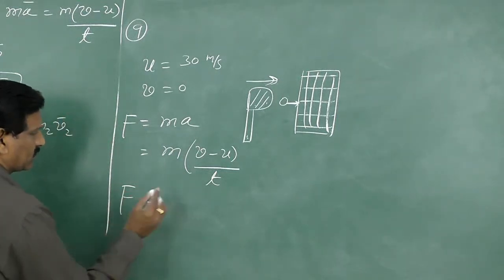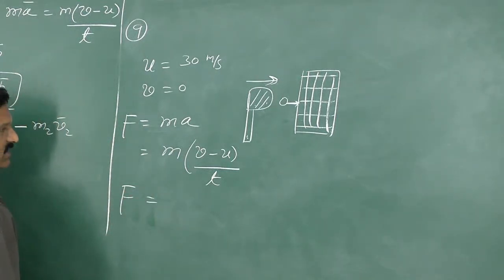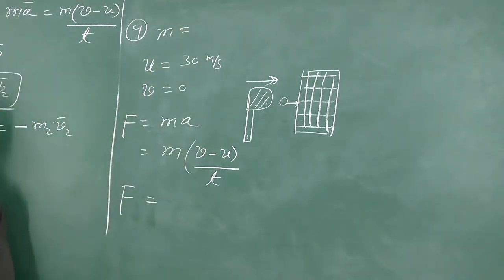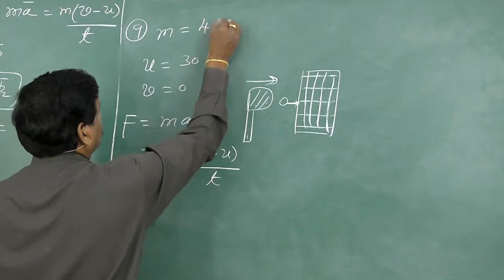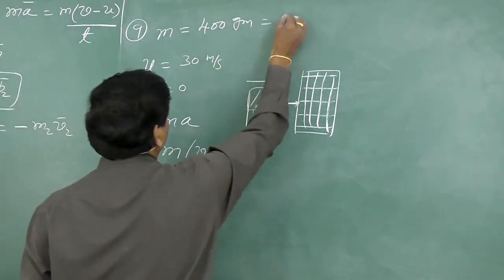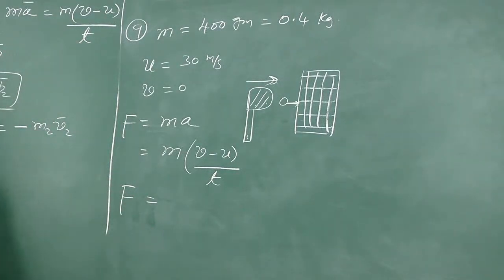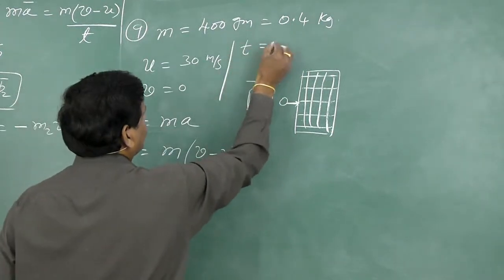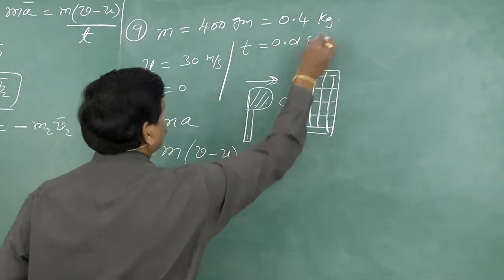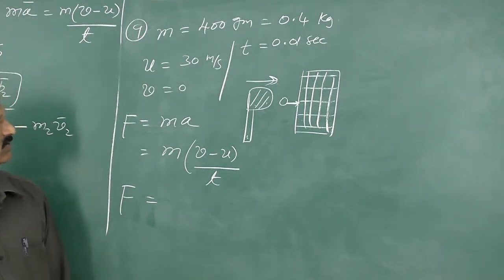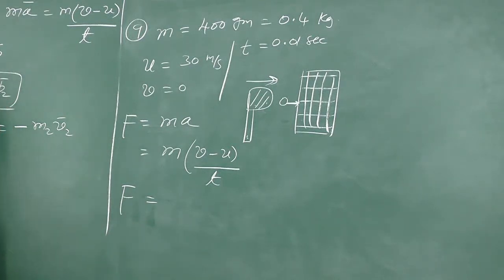So F is equal to force acting on the hammer by the nail. Mass of the hammer is given as 400 gram. 400 gram means 0.4 kg. And here time of contact is 0.01 second. So during this time the hammer is going to be stopped by the nail. So during that time interval the velocity change takes place.